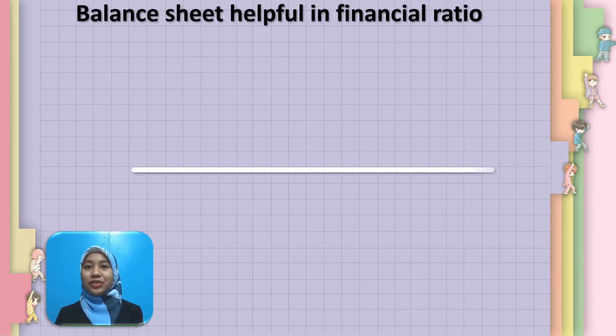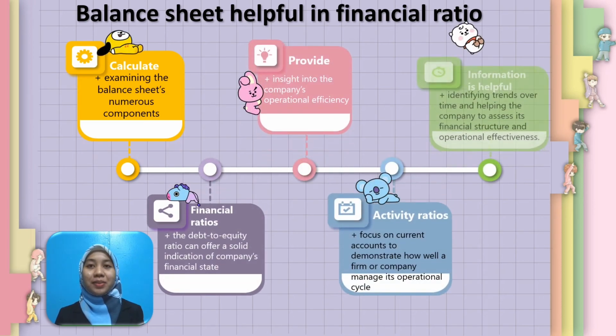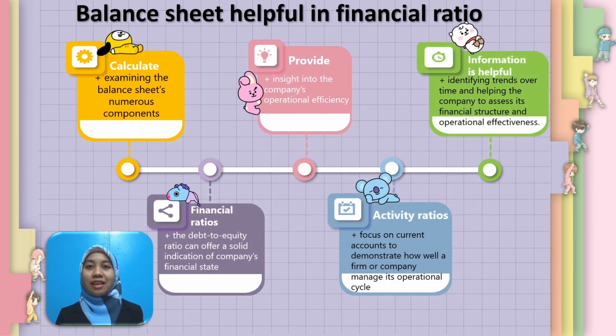There are various useful measures in the business sector that have been used to assess a company's long-term profitability and short-term financial outlook. The balance sheet is helpful in financial ratios, which are calculated by examining the balance sheet's numerous components. Financial ratios such as the debt to equity ratio can offer a solid indication of a company's financial state, as well as provide insight into the company's operational efficiency.